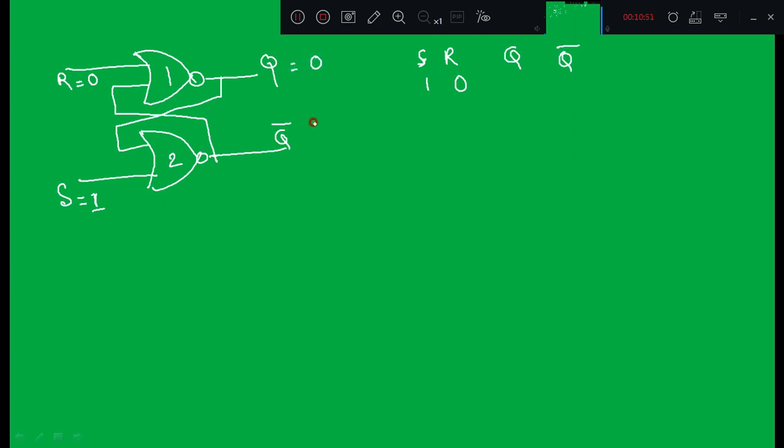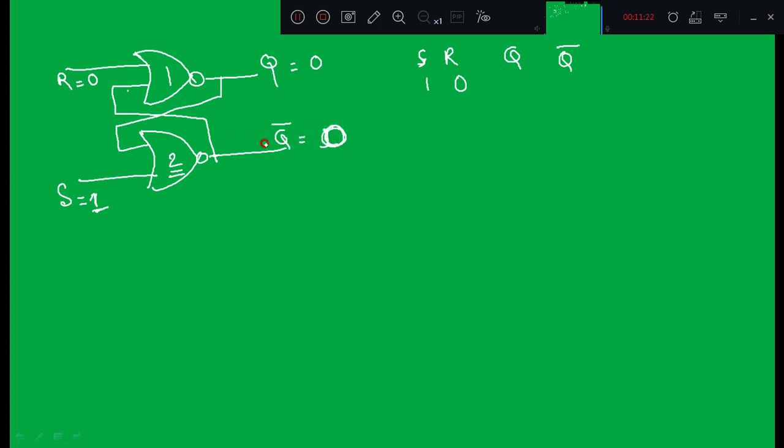Let us assume the previous state is 0 1. So what happens to this state, we will see. Since q bar is 1, sorry, what was the previous state? See here, s is equal to 1. The second NOR gate will not wait for the second input. Since s is equal to 1, q bar suddenly changes to 0.